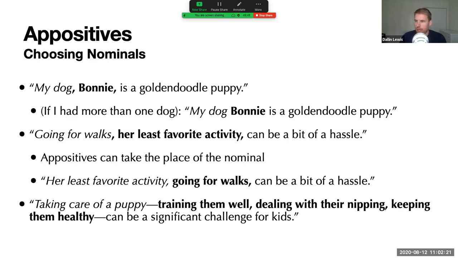So we could say, going for walks, her least favorite activity, can be a bit of a hassle. Or we could say, her least favorite activity, going for walks, can be a bit of a hassle. Now, this second one sounds a little bit more strange because we normally wouldn't write that way, but grammatically it still makes sense and it still has the exact same content. So that shows that these are apposites or appositives.